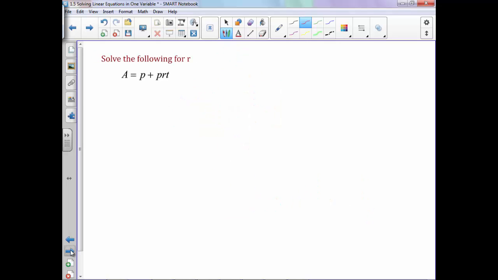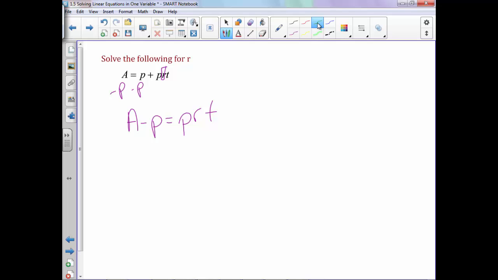And now along the same lines, you can solve equations for a specific variable. In our case, we want to solve specifically for r. It's the same idea as before. We want to move everything away from it. So start with anything that's getting added or subtracted. So a minus p equals, and we still have p r t.